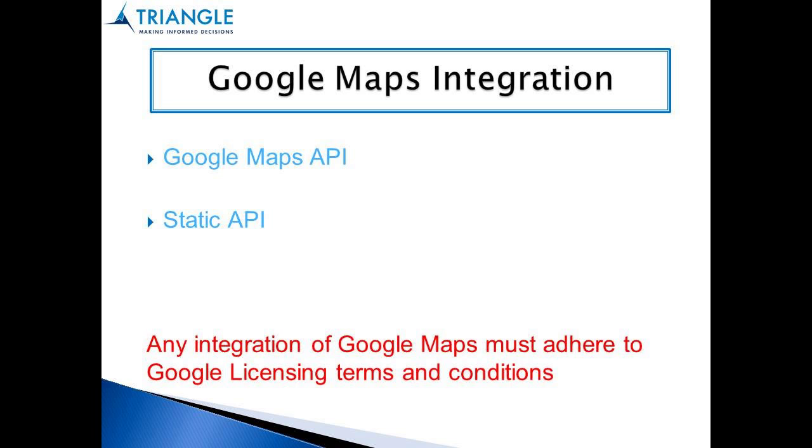With Google Map integration, there are two methods of integrating the maps. You can use the static API, which just renders an image from Google Maps in your report, or you can integrate a more dynamic map using the Google Maps API. Now, any integration of Google Maps must adhere to the Google licensing terms and conditions.